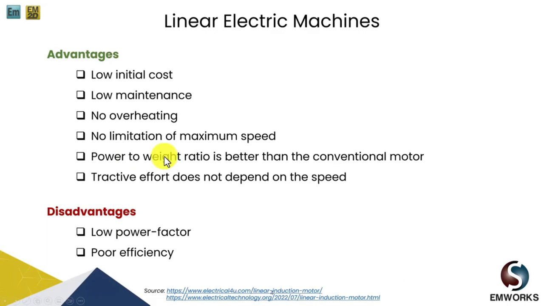In ironless linear motors, the shape is very thin and gives machine builders great flexibility in locating the motors. In addition, ironless motors provide no force ripple and have very low moving masses. Next, we have tractive effort that does not depend on the speed. Linear motors achieve very smooth velocity regulation with low ripple. Under disadvantages, linear electric machines have low power factor and their overall efficiency is poor compared to a conventional motor.